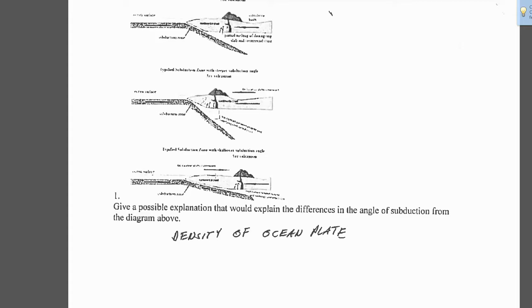in densities. And that's also why you get the volcanoes farther inland, when you have very, very small difference in densities between the oceanic plate and the continental.